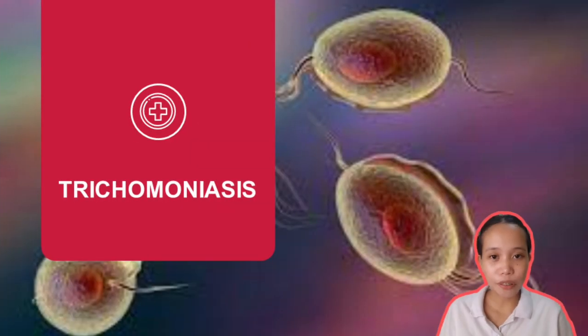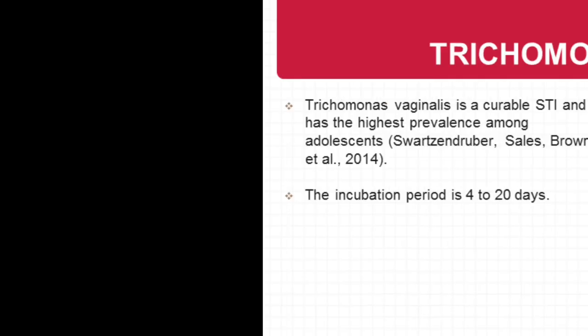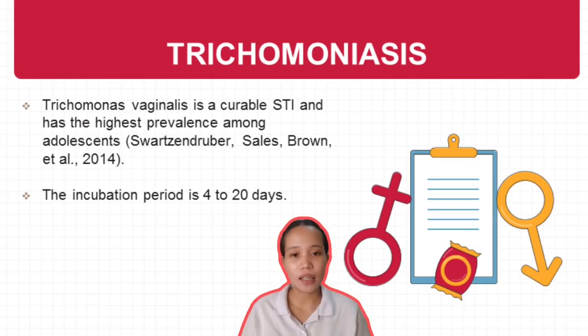So let's move on to the next disorder, which is trichomoniasis. Trichomonas vaginalis is a curable STI and has the highest prevalence among adolescents. The incubation period is 4 to 20 days. A serious consequence of trichomoniasis is that infection can cause such genital inflammation that it makes it easier for the person to be infected with HIV or to pass HIV on to a sex partner.